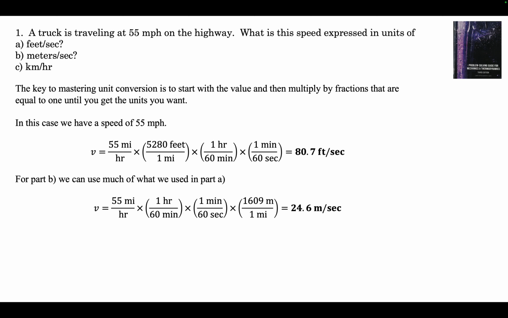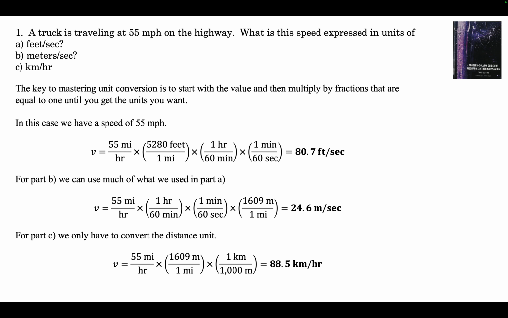For part C, all we have to do is convert the distance unit because the time unit is the same, hours. So 55 miles per hour, 1,609 meters per mile. 1 kilometer is 1,000 meters. The kilometers stay, the meters cancel, the miles cancel.